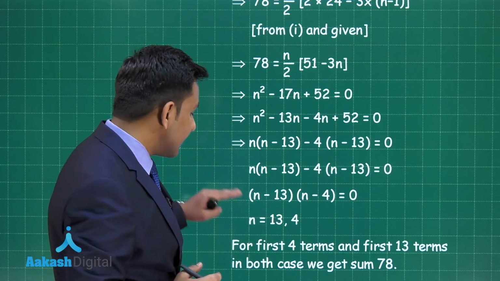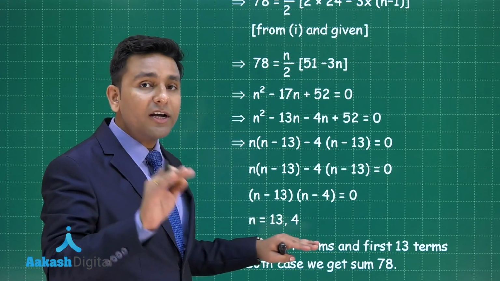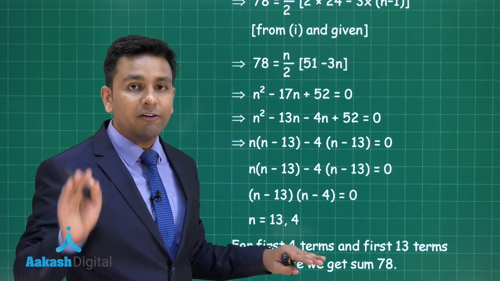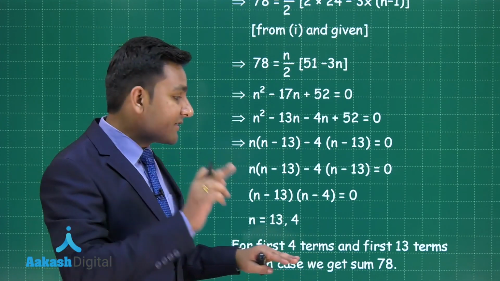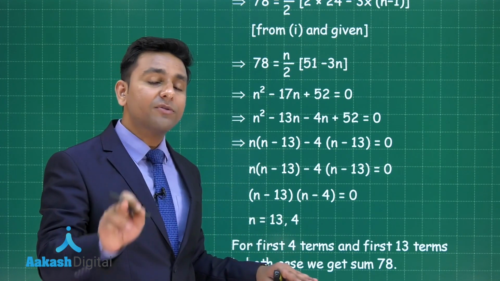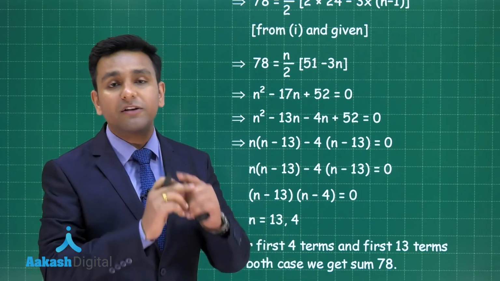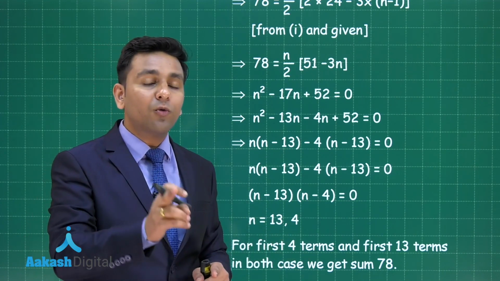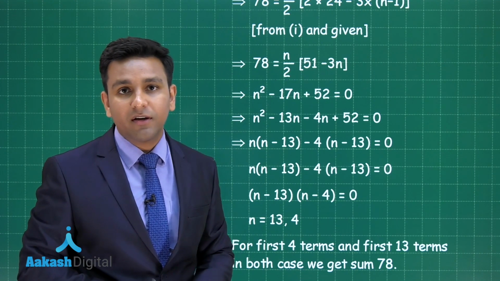So here we are getting the sum of first 4 terms of the given arithmetic progression is 78, as well as the sum of first 13 terms of the same arithmetic progression is also 78. That means we are getting two answers for this question.